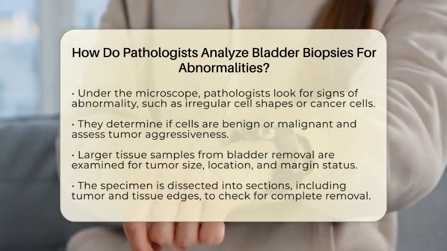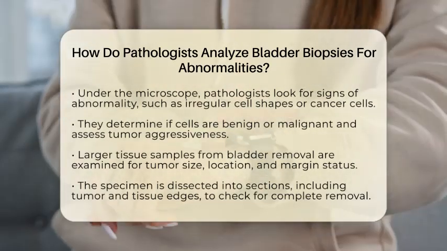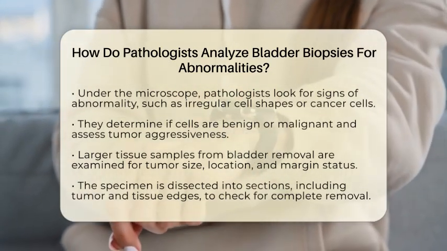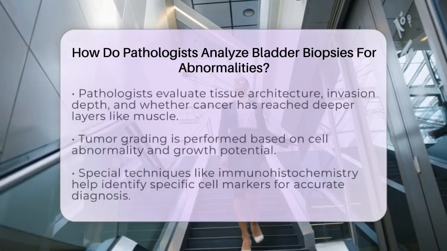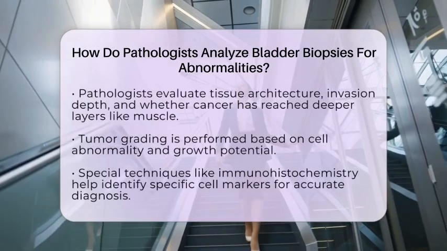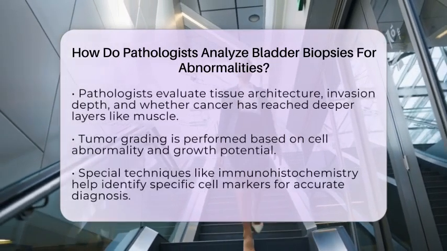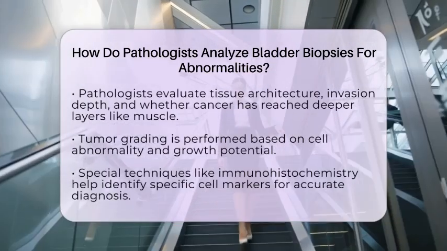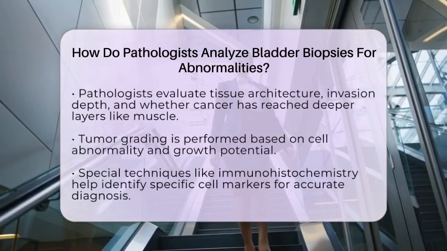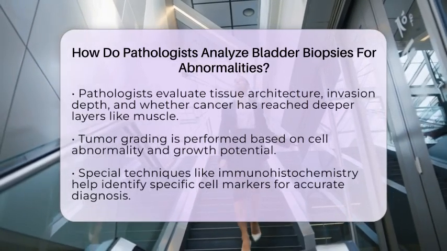Next, the pathologist examines the tissue sections under the microscope, paying close attention to the architecture of the bladder lining, known as the urothelium. They look for abnormal cell growth, cellular changes, and whether the cancer has invaded deeper layers like the muscularis propria, which is the muscle layer of the bladder. This invasion depth is crucial for staging the cancer and planning treatment.